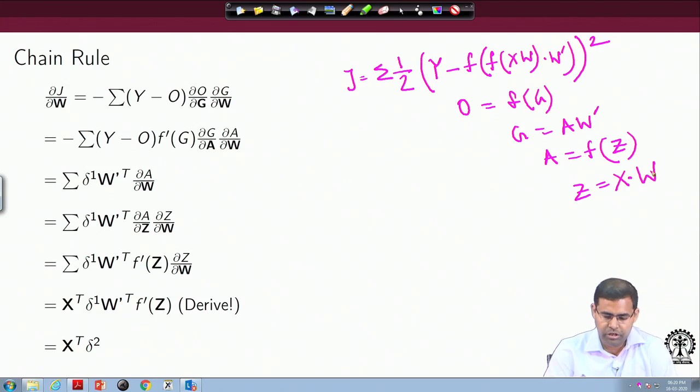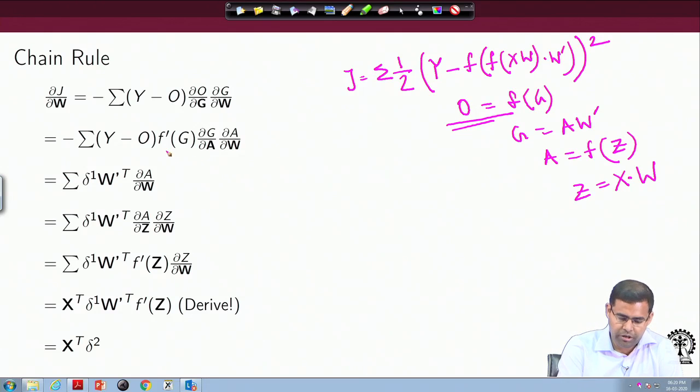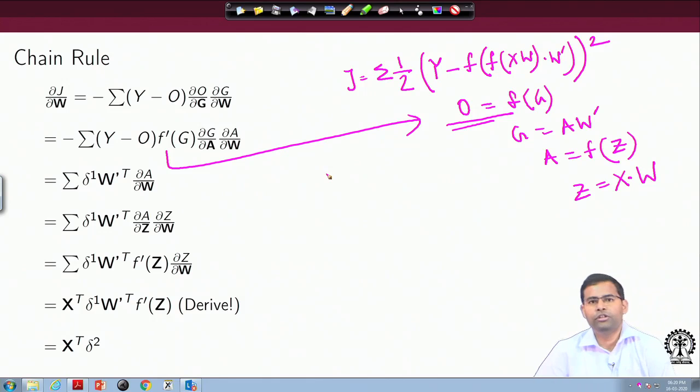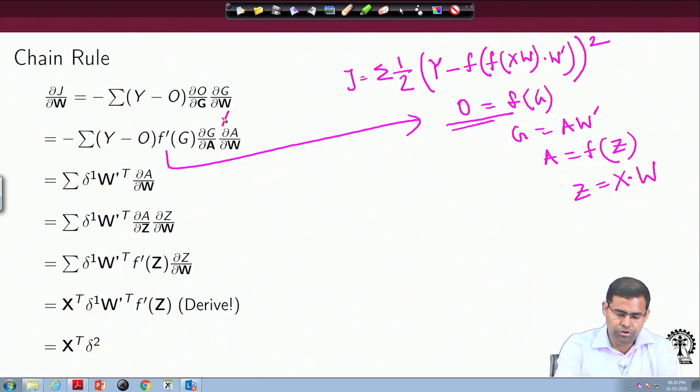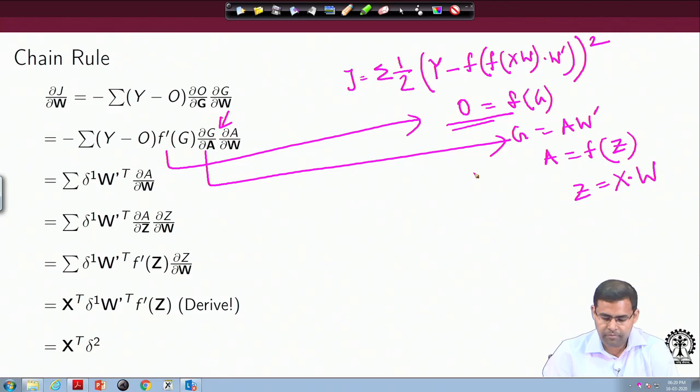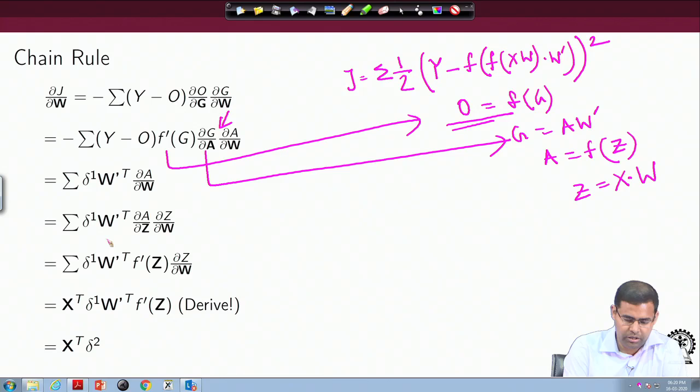So, as you can see, when you do del O del G, that is nothing but is going to give you the f prime, which is essentially the derivative of the activation function of the hidden layer. And then you have to perform this del G del W, which you have broken down into two parts. So, you have to do del G del A, that means this expression. So, what is really that going to give you? If you do, I mean just by using normal linear algebra relation, I have G equal to A W prime. If I take a derivative del G del A, that is going to give me W prime transpose, and that is what we get.